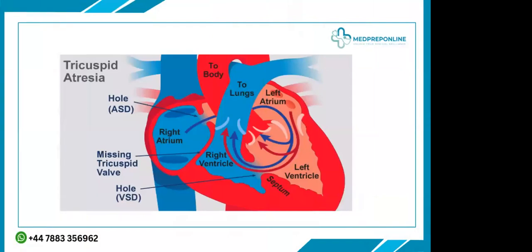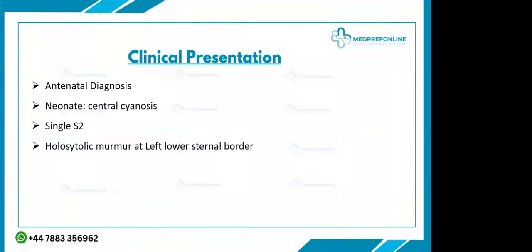So there is basically no communication between right atrium and right ventricle. And you can see that this is the right ventricular hypoplasia. It's not of normal size. And there may be some VSD and there may be some ASD. So ASD and VSD are essential to be compatible with life in this condition. And it is usually an antenatal diagnosis. You can diagnose it on antenatal scans.